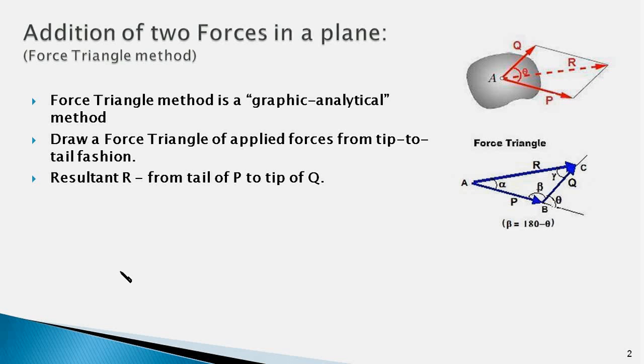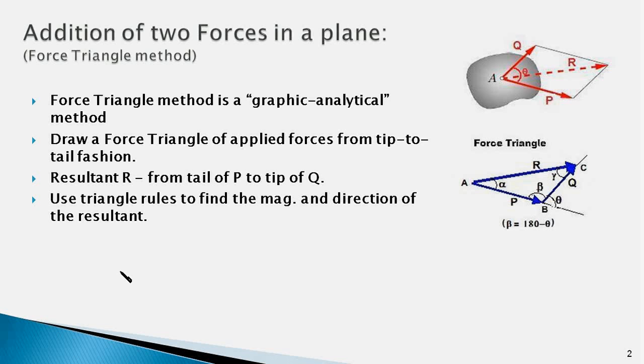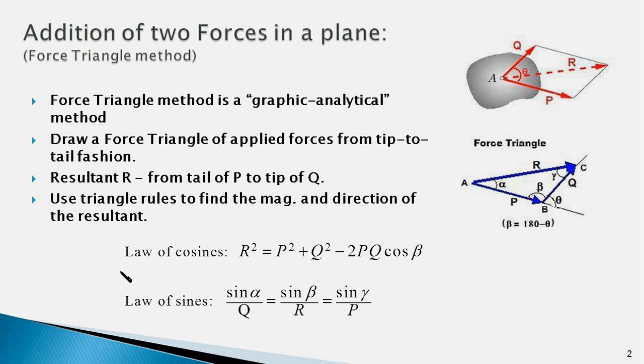Okay, we have drawn the force triangle. What do we do next? Well, the answer is we use the triangle rules to find the magnitude and direction of the resultant. So here are the triangle rules. The first one is called the cosine rule and the second one is the sine rule. And note that these two rules are applicable to any triangle.